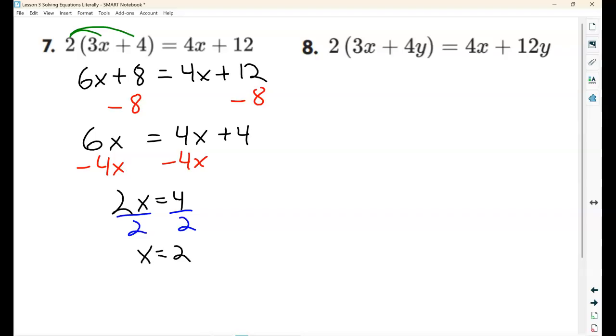So even in a bigger problem like this, you can still have a literal equation. Notice how they got a y by the 4 and a y by the 12. But everything's going to be exactly the same. All right, so let's look at that one. So we're going to distribute the 2. All right, I get 2 times 3 is 6x. 2 times 4 is 8y.